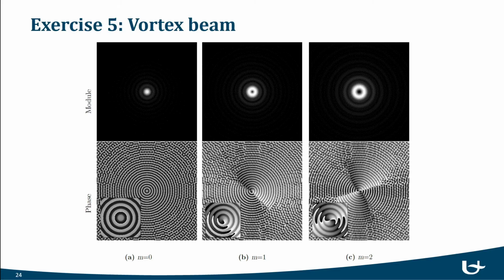From our simulation result, we can see that the orbital angular momentum shows a radial symmetry for m equals 0. However, for m equal to or bigger than 1, it shows a symmetry on the phase. Besides, it shows the characteristic donut-like shape on its modulus.